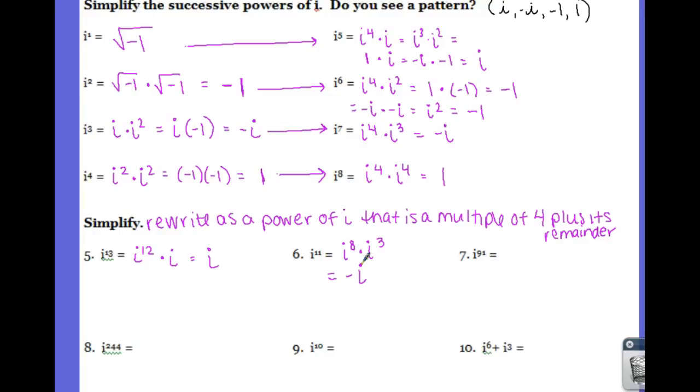Okay, 91. Gotta find a multiple of 4 near it. What do you think? 88. Yeah, i to the 88. So what's 91 minus 88? 3. So once again, 88 becomes a 1, so you get i cubed, but i cubed is negative i. That's how you simplify i to powers.